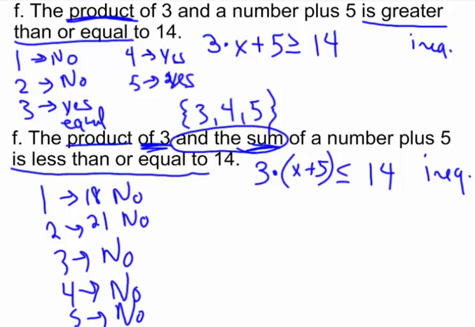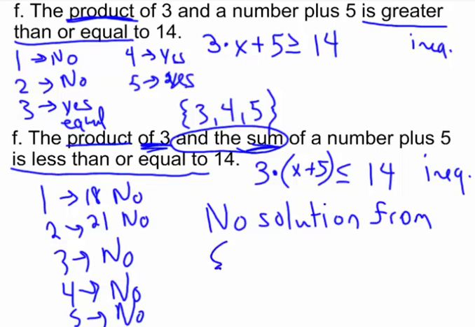So out of 1, 2, 3, 4, and 5, what are the solutions? There are no solutions in that set from the set that we were given. Does that mean that there are no solutions at all? No. Just that 1, 2, 3, 4, and 5 are not solutions for that.